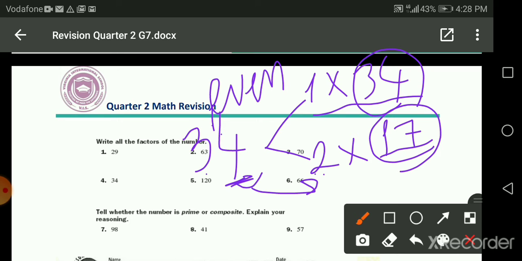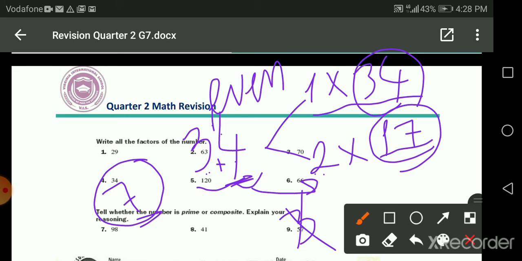What about 3? Is it divisible by 3? Let's see together. If we add 3 plus 4 it gives me 7. This 7 is not divisible by 3, so we can't take 3. Okay, 4. 34 divided by 4 gives you? No, it can't be. It's not in table 4. Table 5, not in table 5. 6, no. 7, no. 8, no. 9, no. So the factors are 1 times 34, 2 times 17.